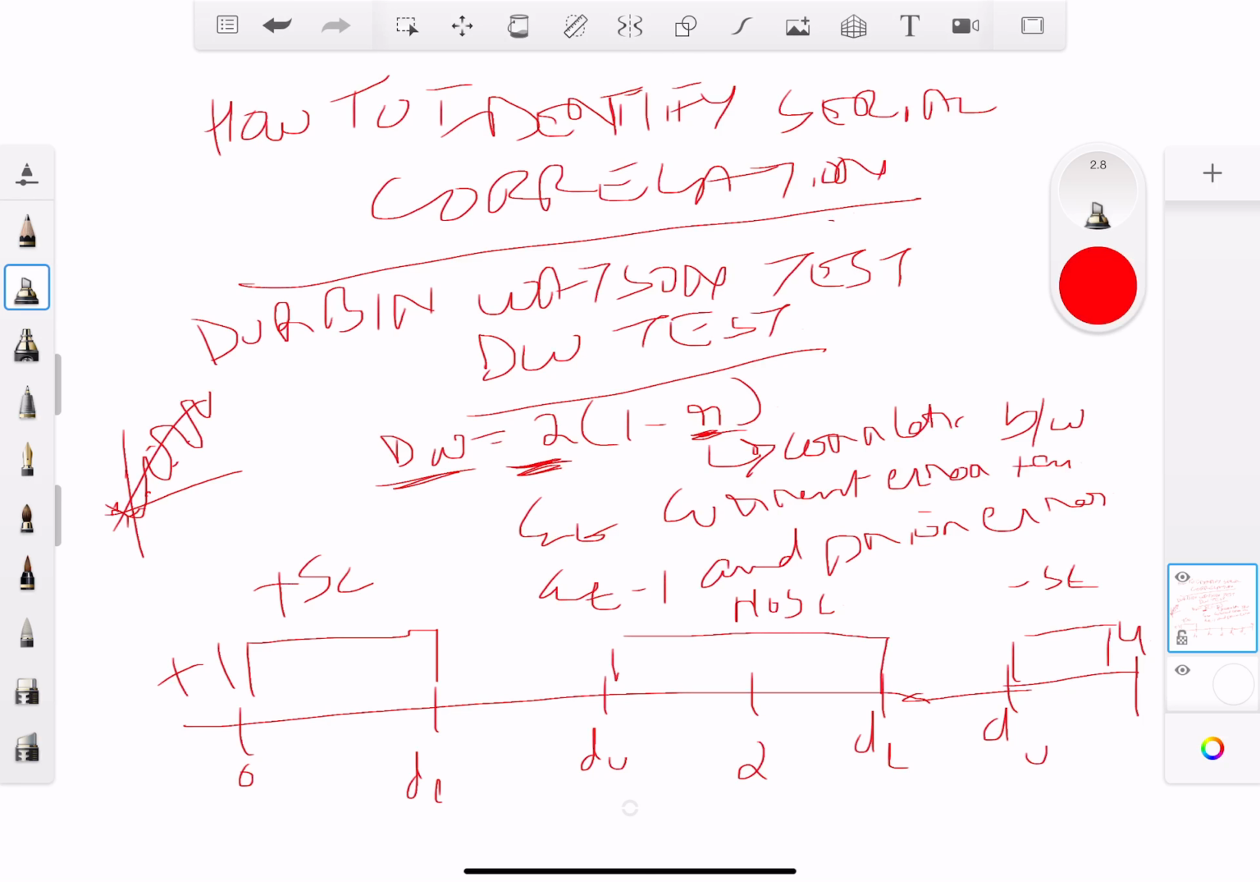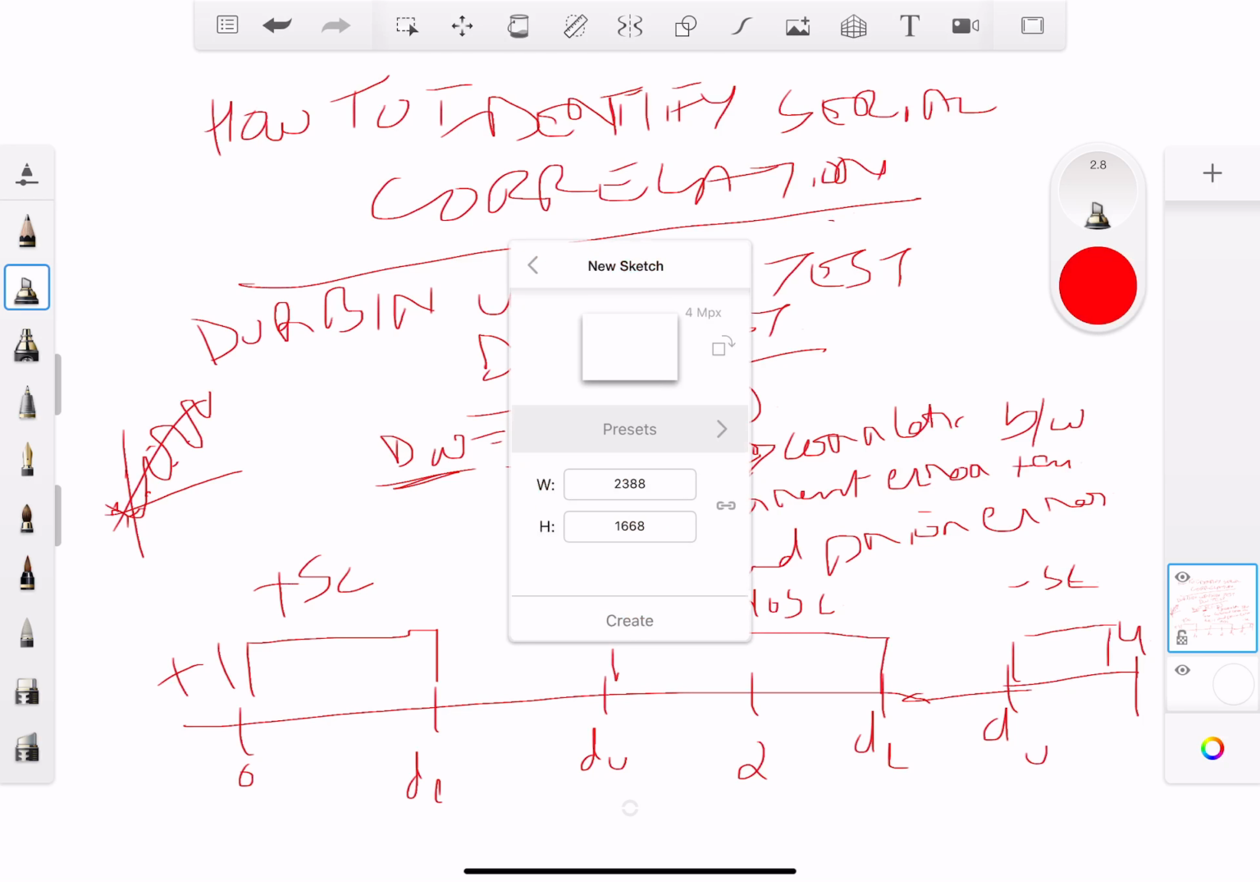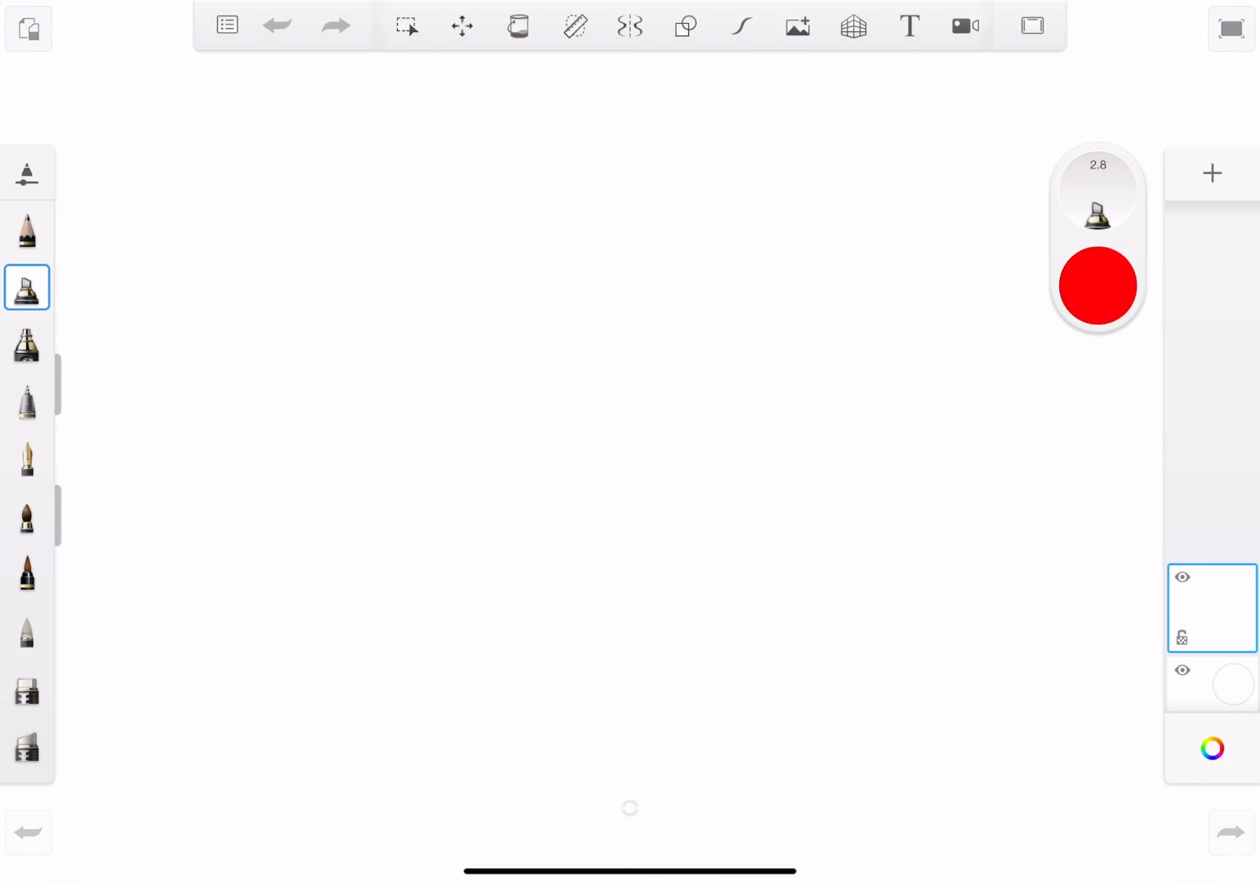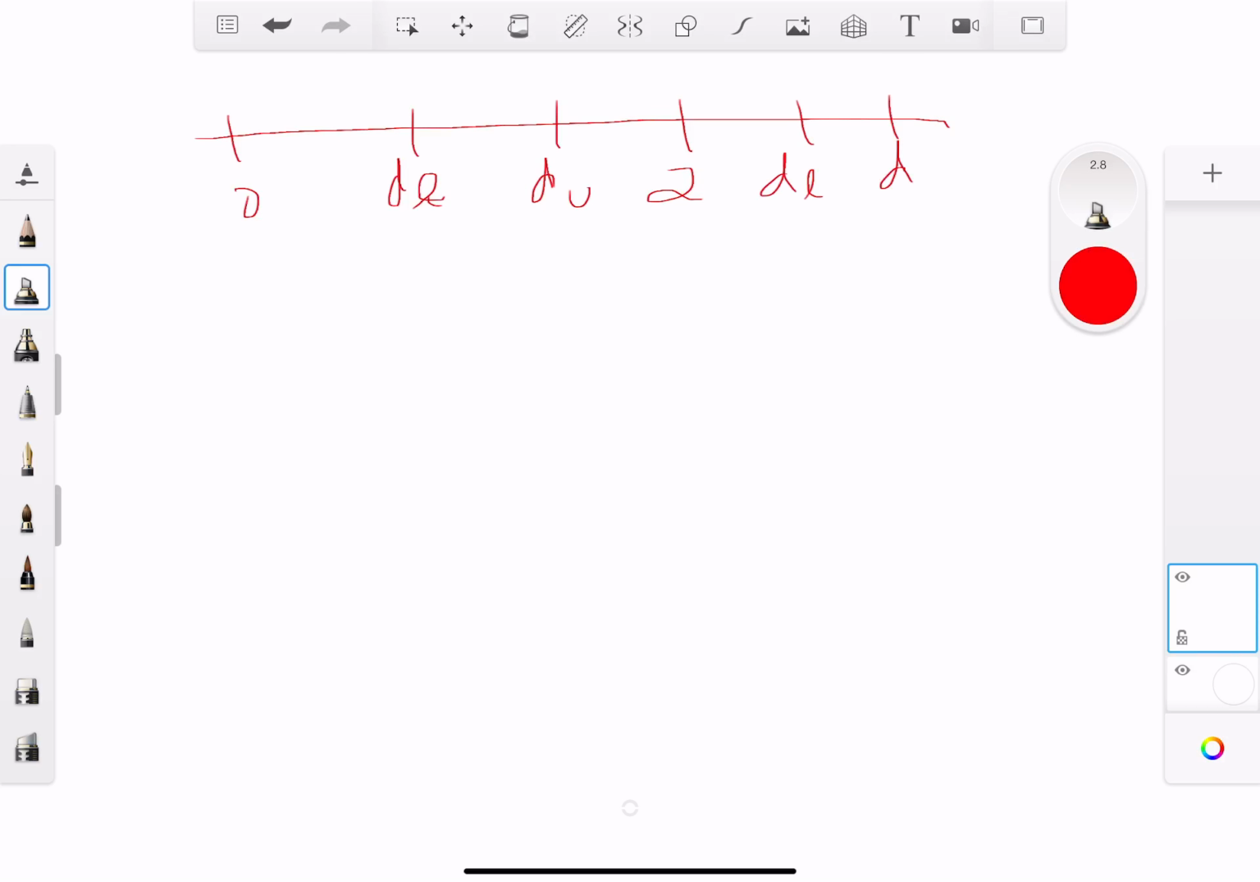So let's justify this. Let's do another chart on here. Let me try to recreate what I did. So this is the lower, this is the upper, this is the value 2. We are looking at the equation DW equals 2 times (1 minus R). So positive serial correlation, no serial correlation, and you have a negative serial correlation.